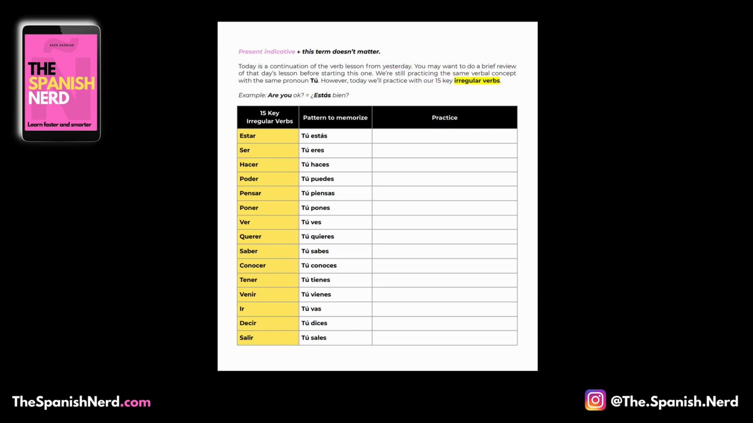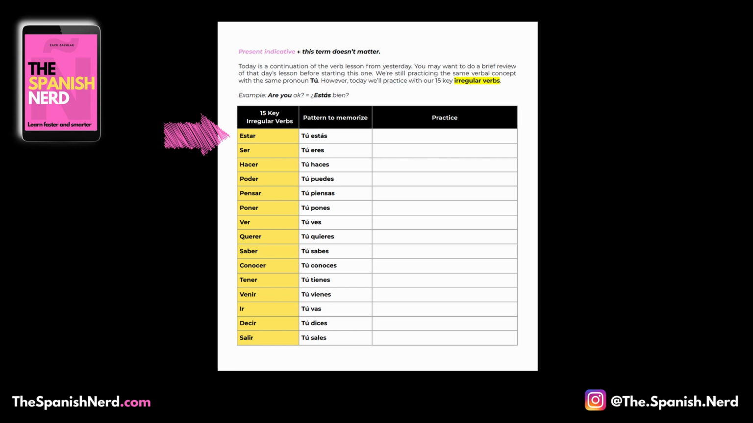It's the same as it was in day 7 for our regular verbs. Present tense, and we're still using the same pronoun tú. The only difference here is we're using our 15 key irregular verbs. So let's look at the first one. Estar, you already know that means to be, in a temporary state. The pattern to memorize is tú estás. Tú estás. You should know what that means.